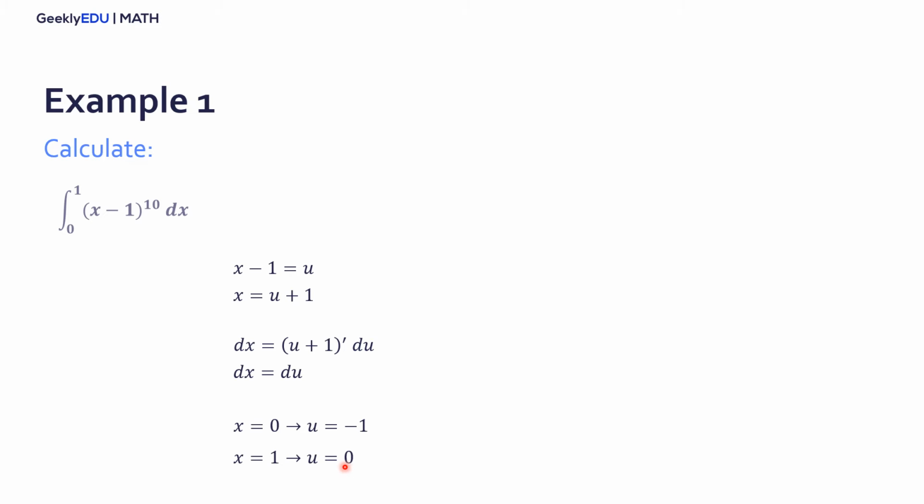Now let's substitute into our integral. Since x minus 1 equals u, which we defined before, we have u to the 10th, and dx equals du, so we have u to the 10th du. But now the limits change: it goes from negative 1 to 0. And calculating this integral is pretty simple. The integral of u to the 10th is u to the 11th over 11, from negative 1 to 0.